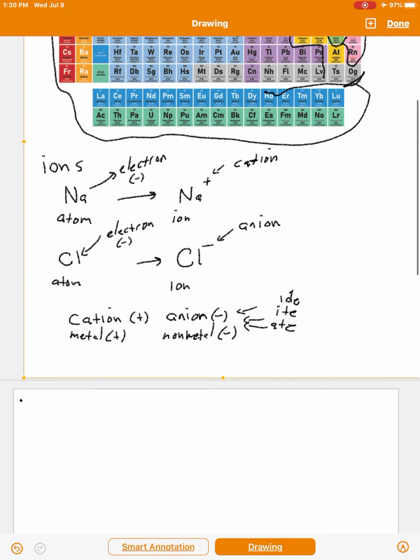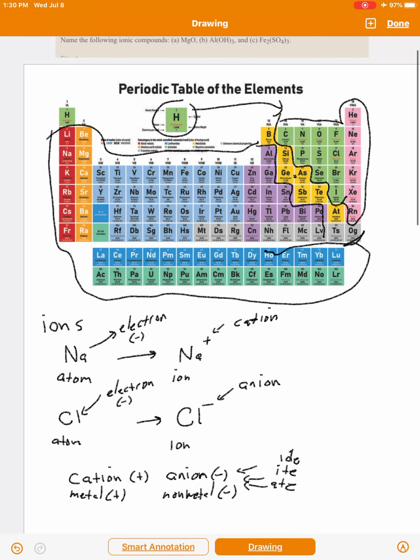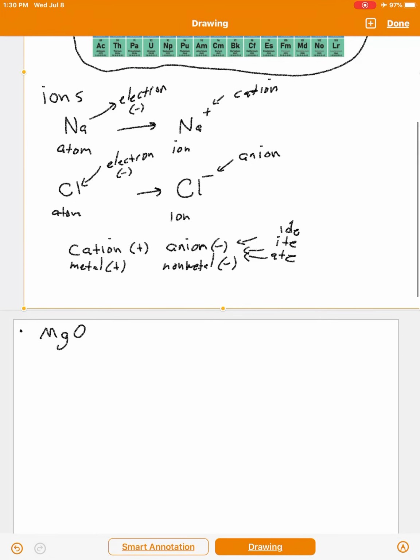The first one is MgO. So what we do is we look for Mg. Mg is right here. That's magnesium. That's magnesium right there. So we name it magnesium. Sort of like gymnasium, right? So you just name the metal. You do not say magnesium ion or magnesium 2 or anything like that. You just say magnesium. You just name the element.